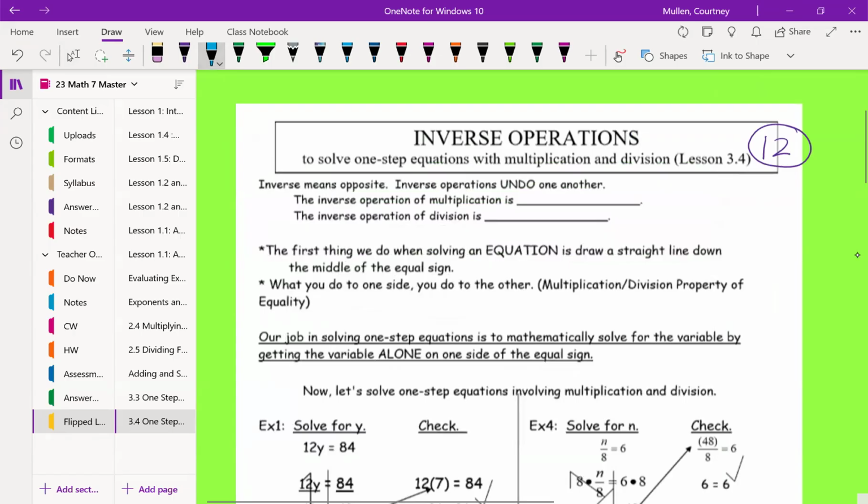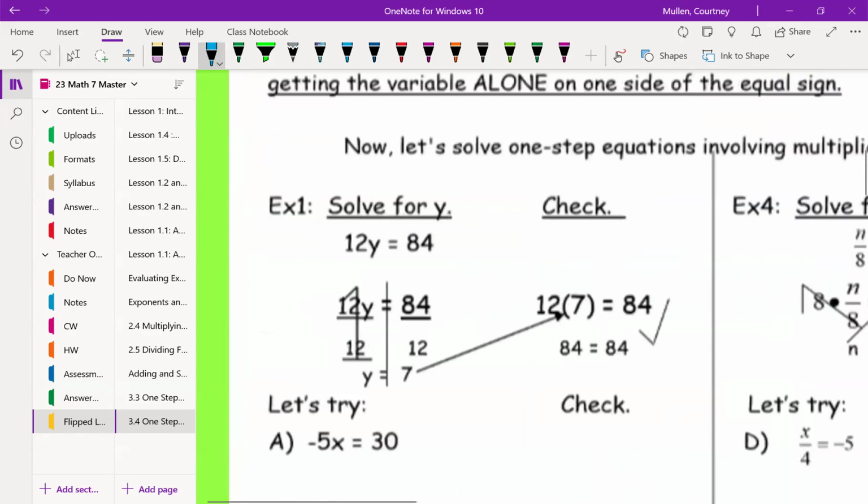So we've already talked about what inverses mean. The inverse of multiplication is division, and the inverse of division is multiplication. Now, our rules are still the same when solving these equations. We'll still put a line in the middle of the equal sign. What we do to one side of the equal sign, we do to the other. All those things are still the same because our job is still to isolate the variable on one side of the equation.